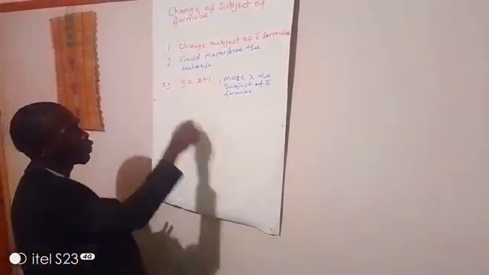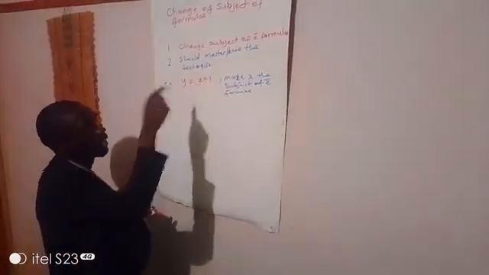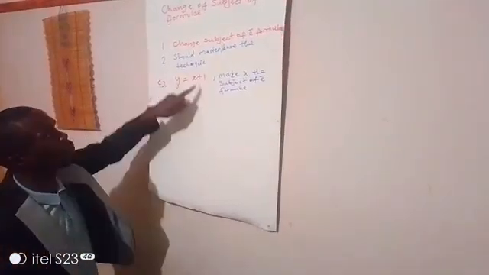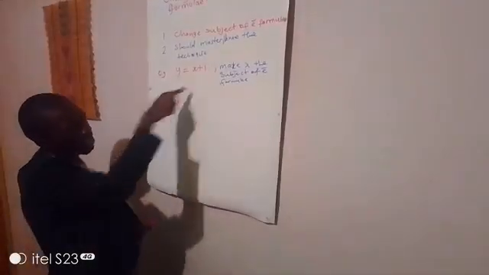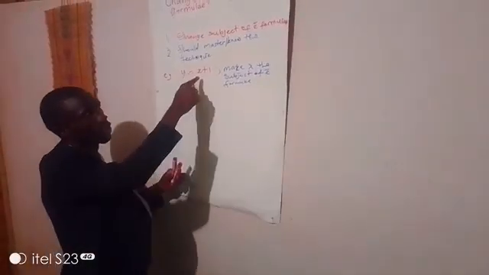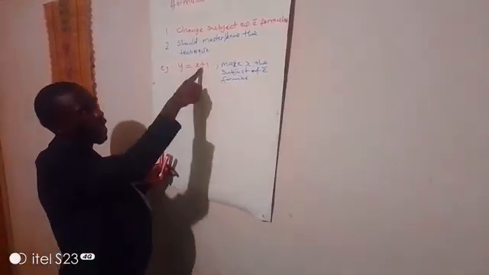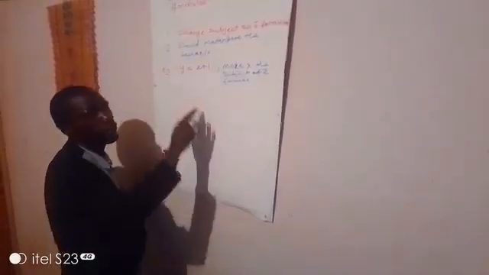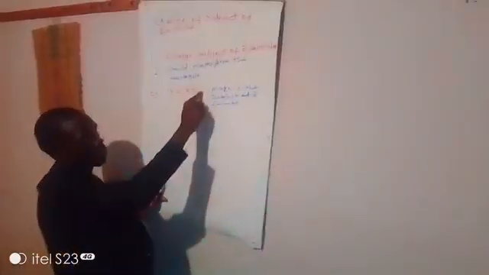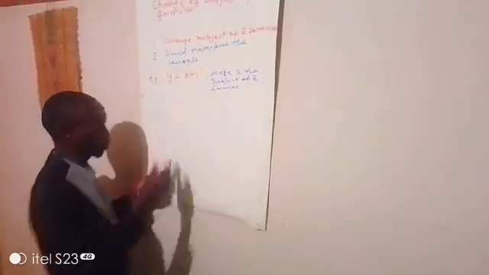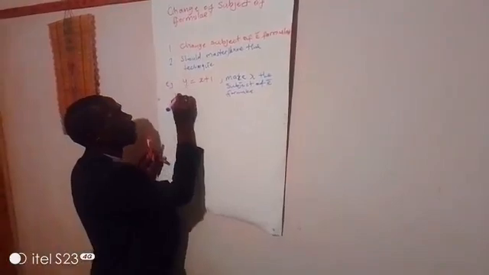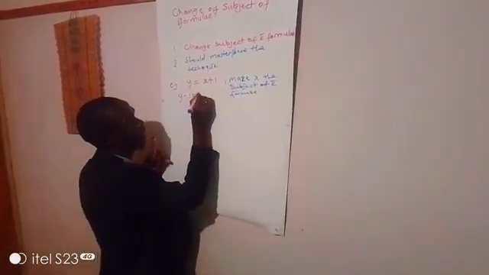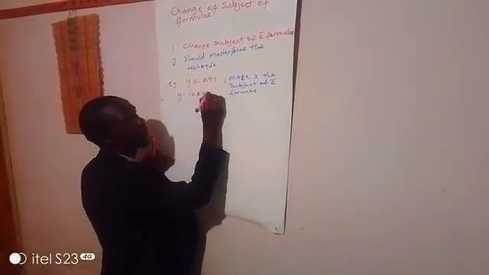Right? So now we want to make x the subject of the formula. In other words, we want to make x alone on one side. What is the relationship between x and 1? We can see that 1 was added to x. Therefore, if you want to reverse this one, we subtract. So we are subtracting 1 from both sides. So we have y minus 1 is equal to x plus 1 minus 1.